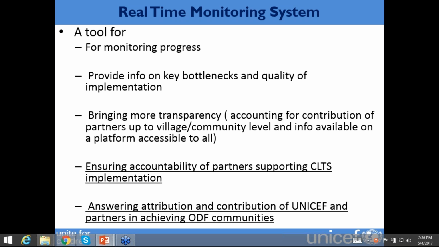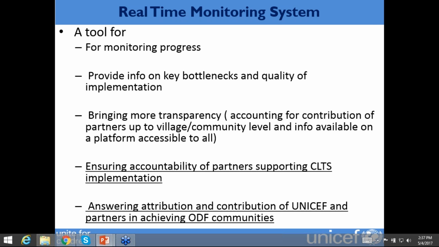That leads to the next point, the accountability of partners who are supporting CLTS. If they are supporting the implementation, it is very important to see exactly what result has been achieved, because triggering is not adequate. It is just the beginning, but unless the community becomes open defecation free, the objective has not been met. And that brings the last point, about how you attribute and contribute to all the organizations' efforts. So taking this whole thing into consideration, a monitoring system was developed, and now that is in place and being used across the country.